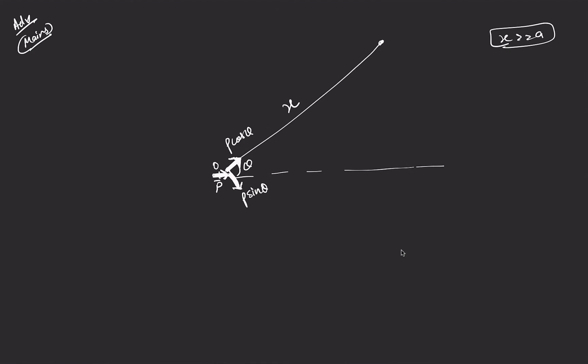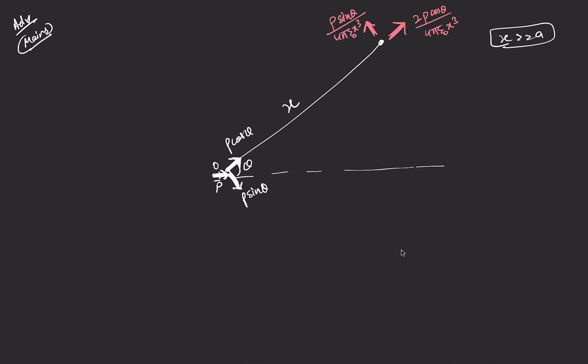Now for the component p cos theta, this point is just like another point on the axis. So the field due to the axis is 2 times p cos theta by 4 pi epsilon naught x cube. And for p sin theta, this point is just like a point on the equator. So for the equator, the field would be in the opposite direction and the magnitude would be p sin theta by 4 pi epsilon naught x cube.